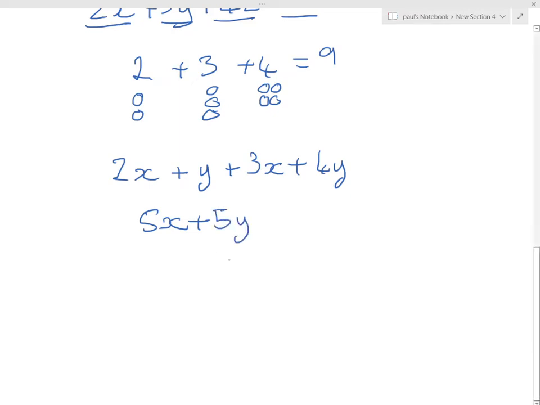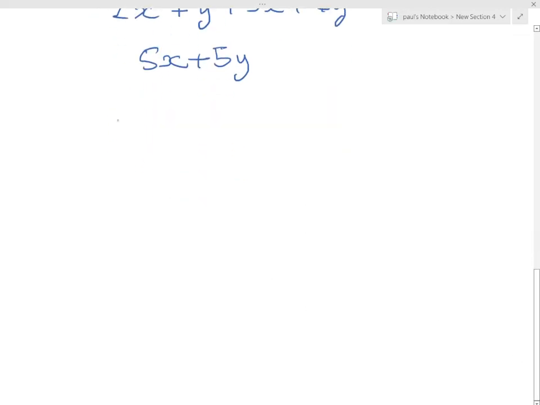So collecting terms, that's all you're doing. So you can have numbers in them as well. You can have 2x minus 4 plus 5x plus 6, and you collect the numbers together and the x's. So 2x and 5x is 7x, and minus 4 and plus 6 comes up as plus 2.